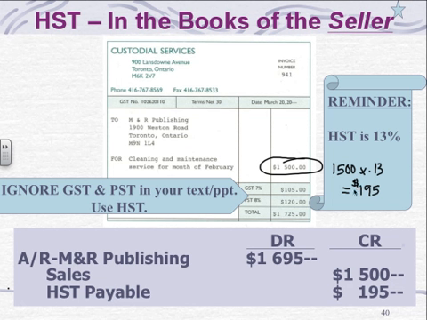So again, you provided a sale, you collected HST. It's the HST payable because you owe it back to the government. It's a liability. And to calculate that debit value, you just remember debits always have to equal credits. So 1,500 plus 195 gives you the $1,695.